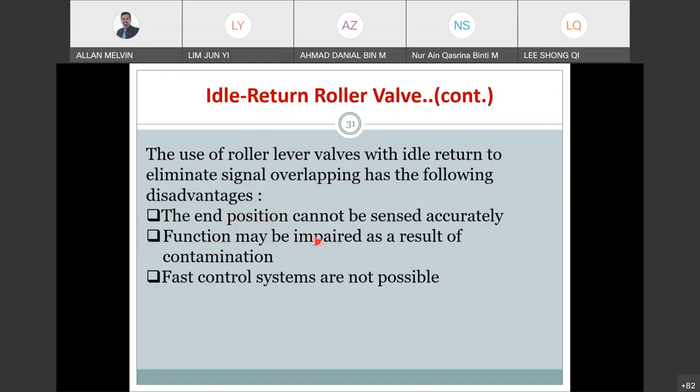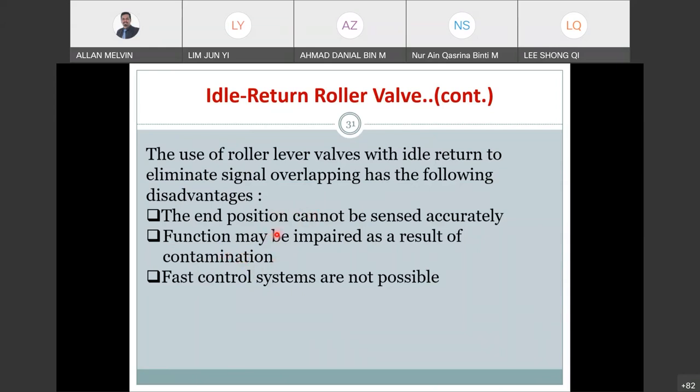Then function may be impaired as a result of contamination. Contamination is because of anything, like dirt or whatever. If it cannot detect, it becomes like a faulty sensor. You always hear, right, sensor rosak. So the thing is there but the function will be based on the end position, based on the function.